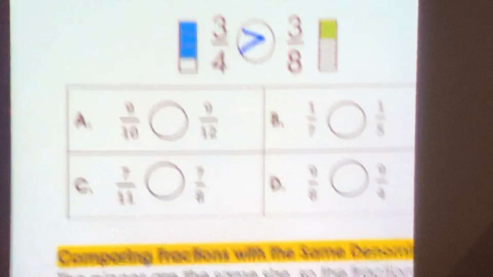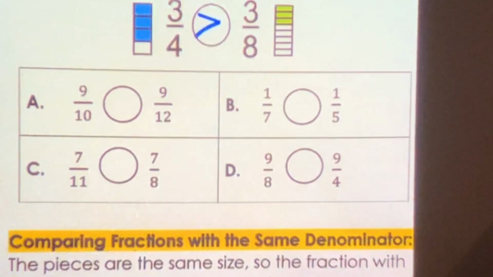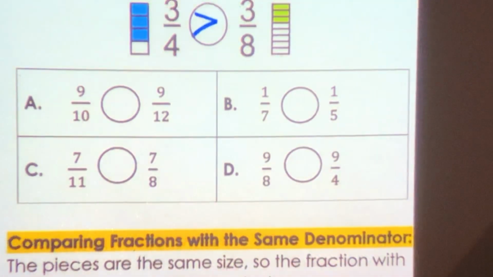So take a look. If you want to, you can pause right here and try to answer these 4 on your own. Maybe you have a sheet protector and you want to make your own little whiteboard, or maybe you have a whiteboard, or just paper and pencil, whatever you want to do. You could pause right here and then check your answers to see if they're right.